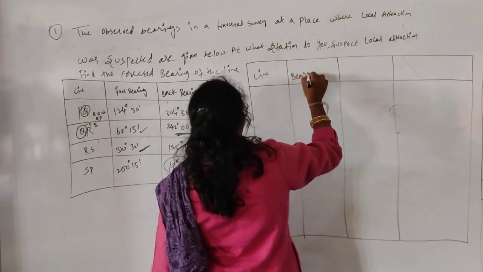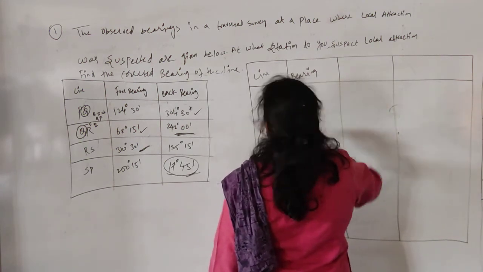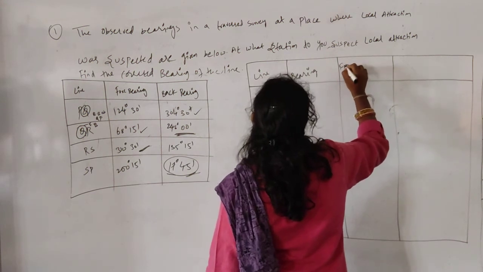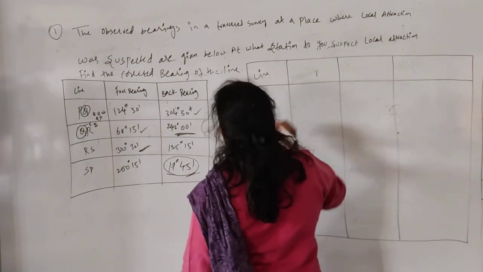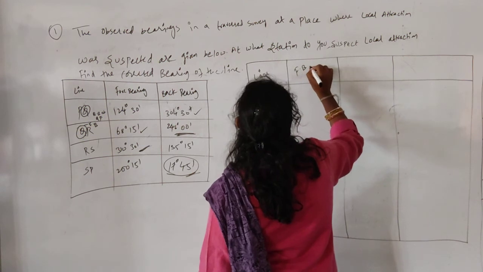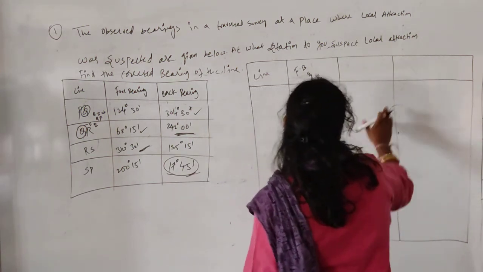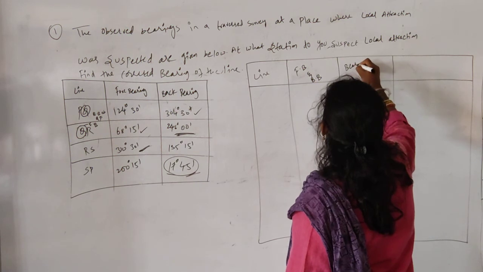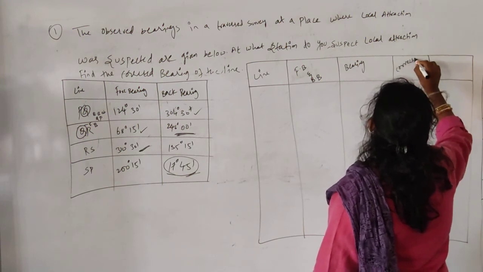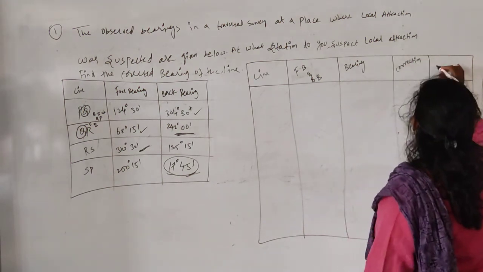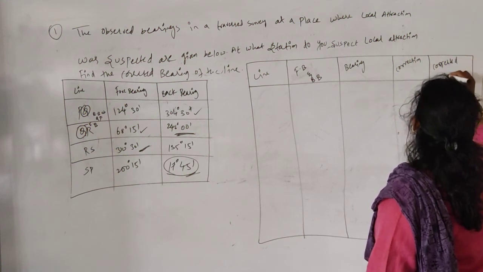Line, bearings: forebearing and back bearing, bearings, correction, and corrected bearings.